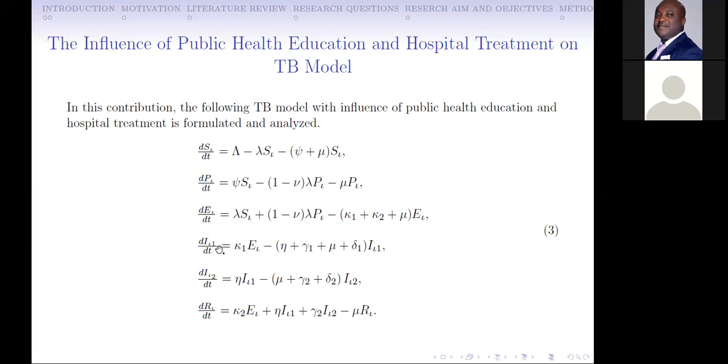The fifth equation represents the dynamical behavior of individuals who have been infected with tuberculosis and are under treatment in the hospital. And the last equation describes the dynamics of recovered individuals. In this equation, the parameter pi represents the recruitment rate into the susceptible population, and lambda represents the force of infection.